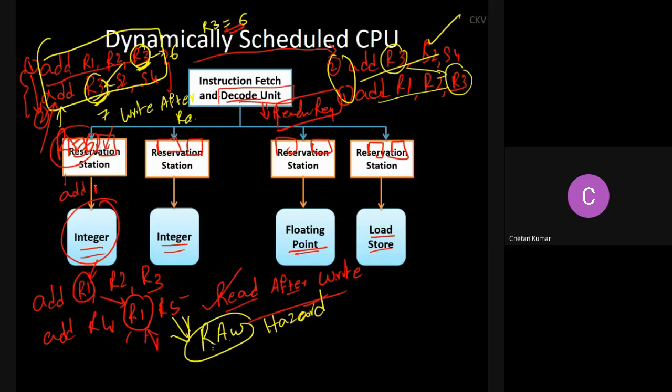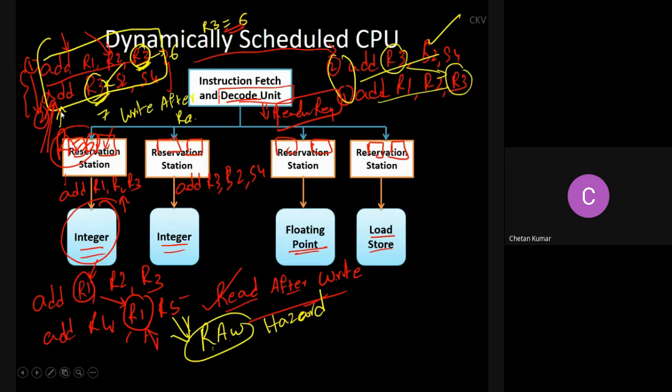So add R1, R2, R3 is supposed to be executed in this integer unit. And let's say the other instruction, add R3, S2, S4, is to be executed in this unit. So in this case, if this unit is not free, or if the R2 value is not available, normally what happens is that until the R2 value is available, this instruction will stop. And if this instruction is stalled, since the second instruction is dependent on this, this also has to stop.